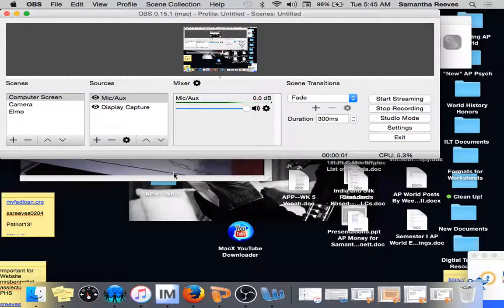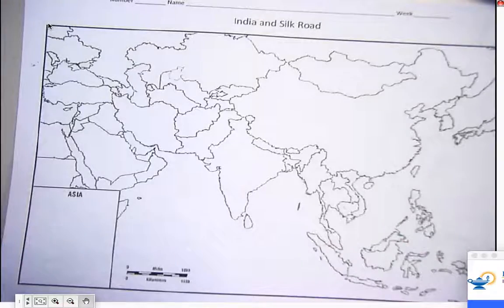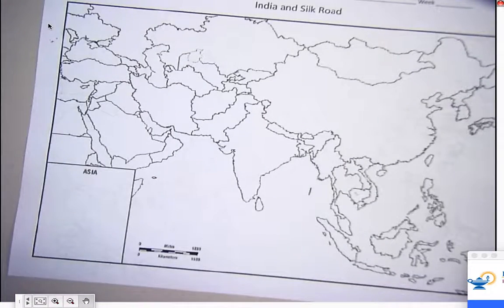Alright guys, everyone should have their map out. We are doing India and the Silk Road today. We are also going to have time to start our notes. So we are going to do it.